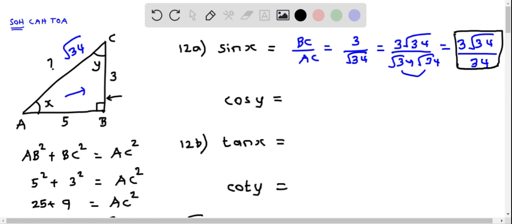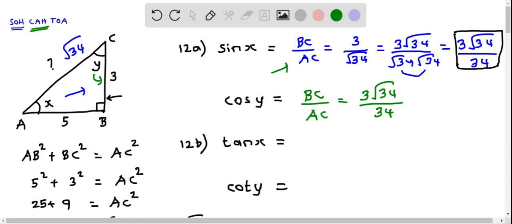Now in the same way, let's find cos y. So we are looking at this angle y. Notice that cos is adjacent over hypotenuse. The adjacent side to angle y is BC, so we write BC over the hypotenuse AC. Once again we are getting this same relation, that sin x equals cos y. So we can simply write whatever we got for sin x, that is 3 times root 34 over 34. So this is cos y.